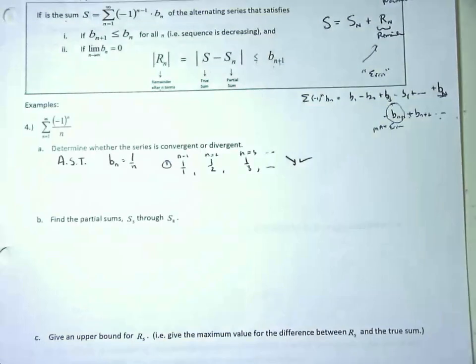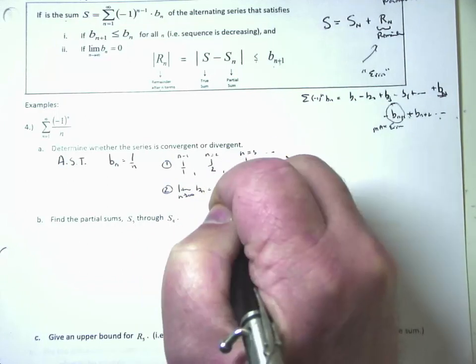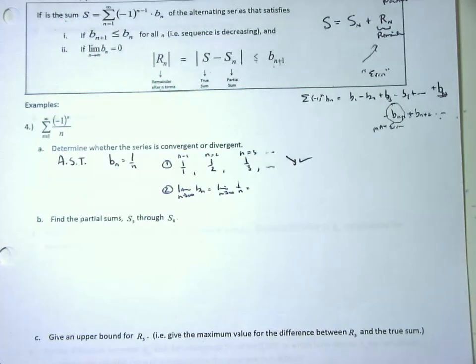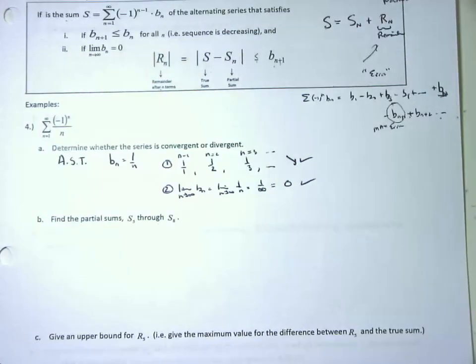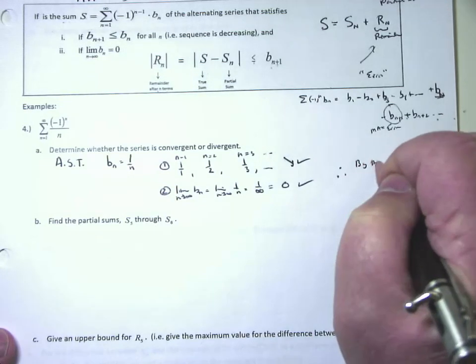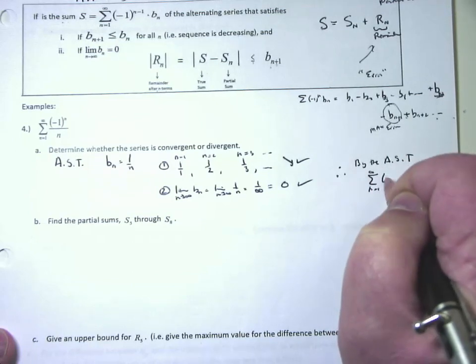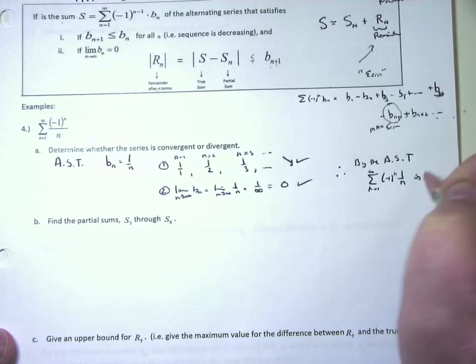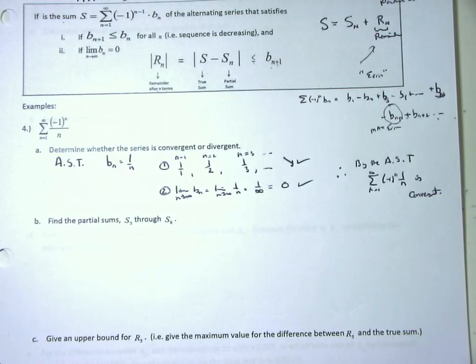They clearly are decreasing. And number 2, I'm going to take the limit as n approaches infinity of the bn part. This will be equal to the limit as n approaches infinity of 1 over n, which is 1 over infinity, which is 0. The terms decrease and the limit goes to 0. Therefore, by the alternating series test, the sum as n goes from 1 to infinity of negative 1 to the n times 1 over n is convergent. But you really shouldn't be surprised by that. We did this problem last time. So this is a convergent series.